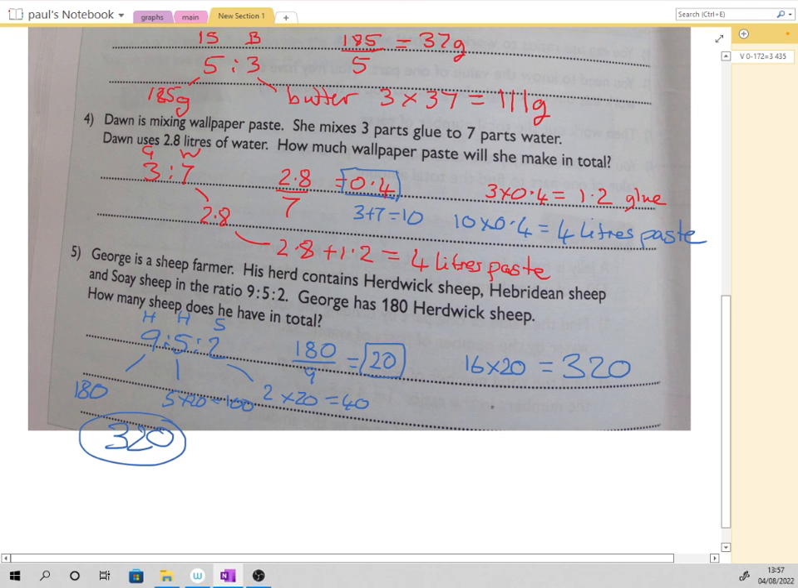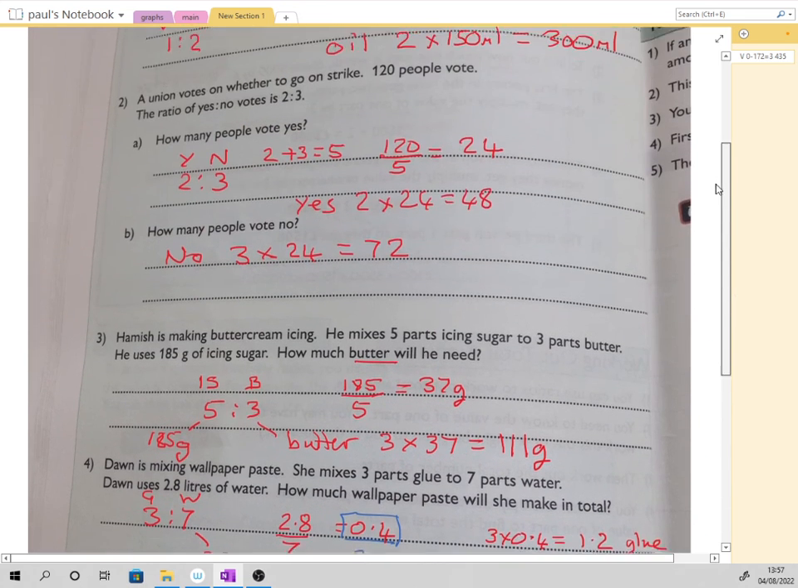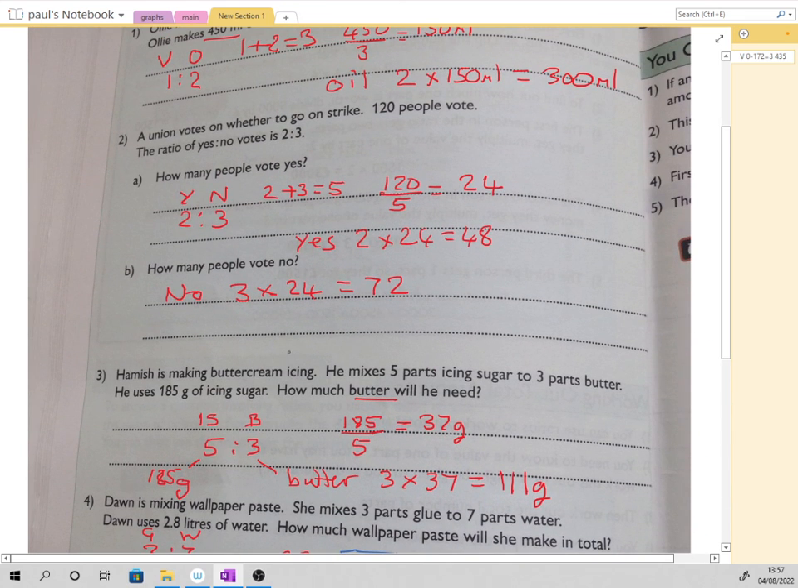Okay, so ratios is a big topic, and it comes up almost all the time. So it's something to get your head around. There'll be some worksheet on this, and there's some more ratios coming out to do with proportions and things. So I'll see you in the next one.